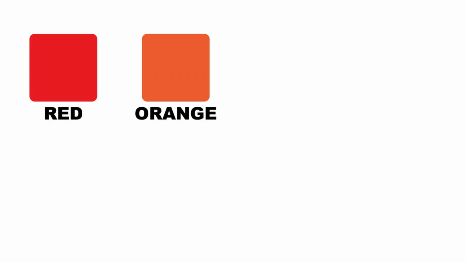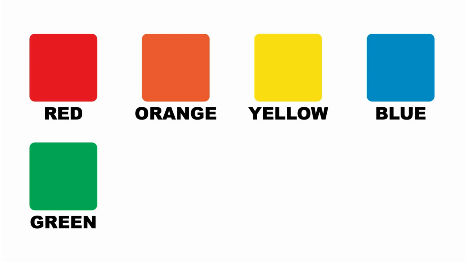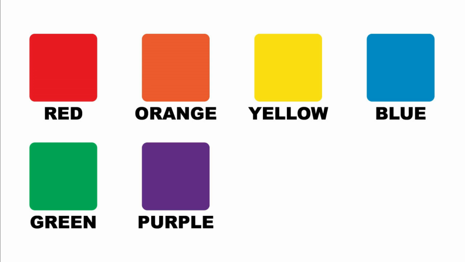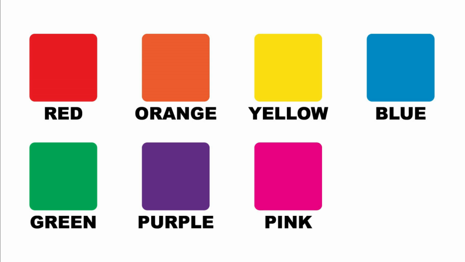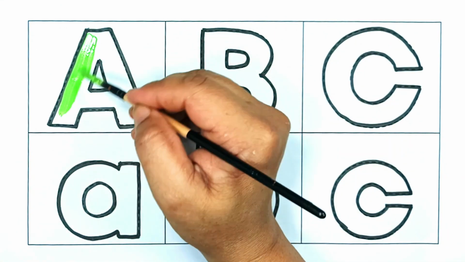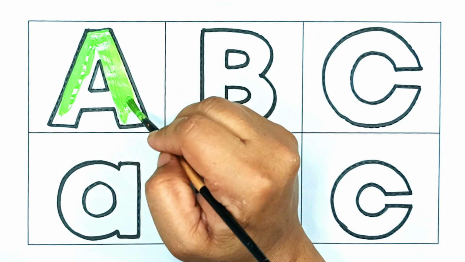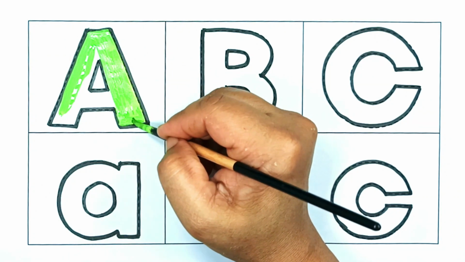Red color. Red color. The dog takes the cat. Orange color. Orange color. Yellow color. Yellow color. The cat takes the mouse. Blue color. Blue color. Green color. Green color. The mouse takes the cheese. Purple color. Pink color. Pink color. Brown color. Brown color. The cheese stands alone. Hi-ho the dairy-o, the cheese stands alone.